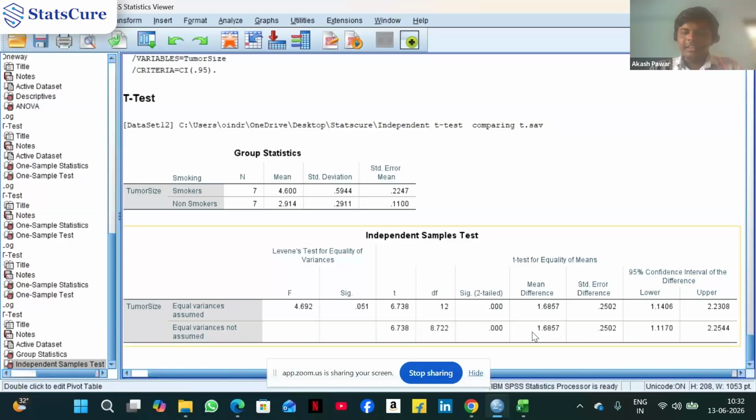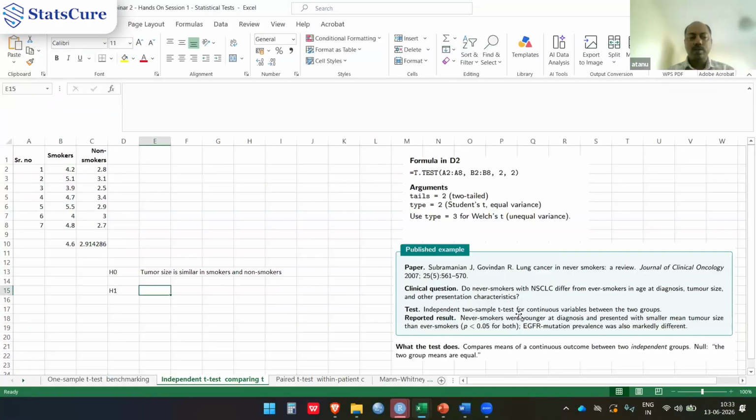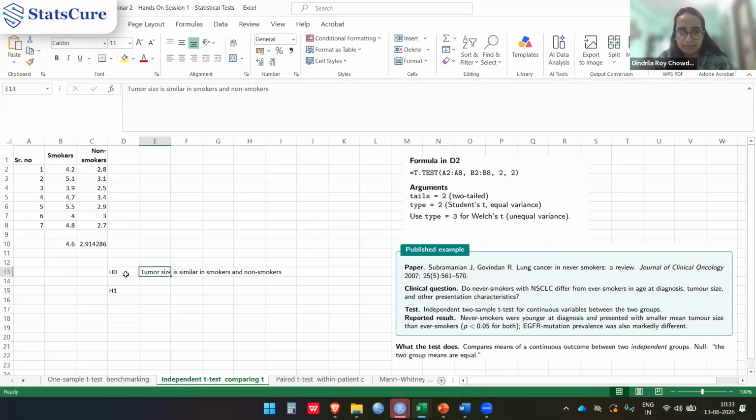So my screen is visible, right? No, Andrila's screen is there. Now your screen is coming.